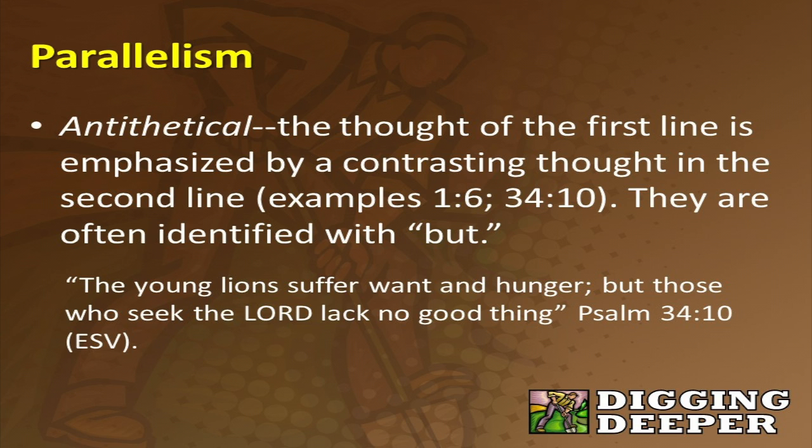The second type of parallelism is antithetical. In antithetical parallelism, the thought of the first line is emphasized by a contrasting thought in the second line. And antithetical parallelism is often identified by the use of the word but. So, for example, Psalm 34:10, the young lions suffer want and hunger, but those who seek the Lord lack no good thing.